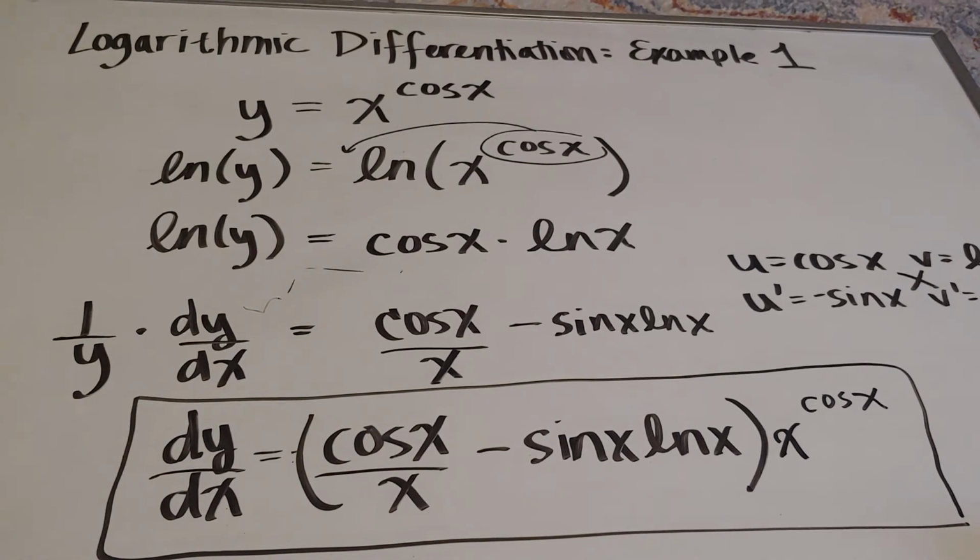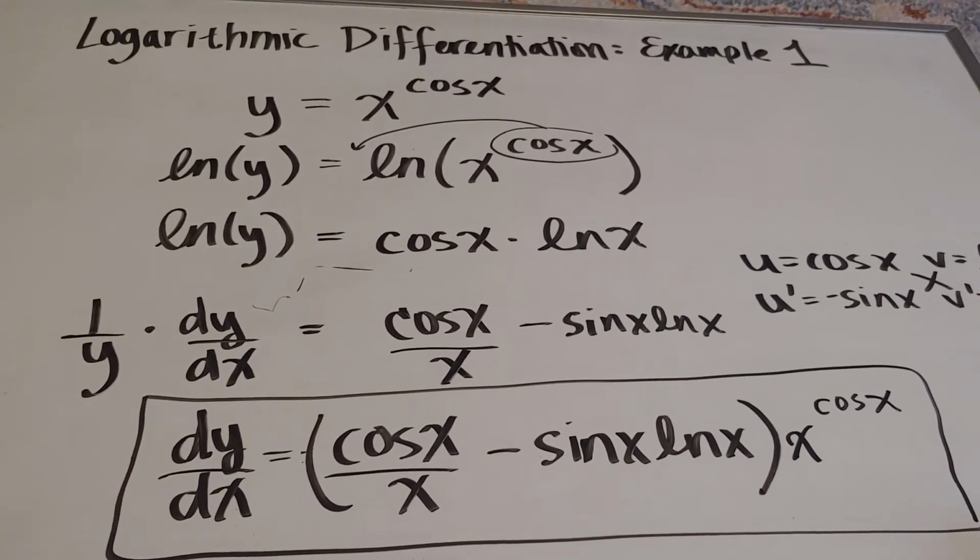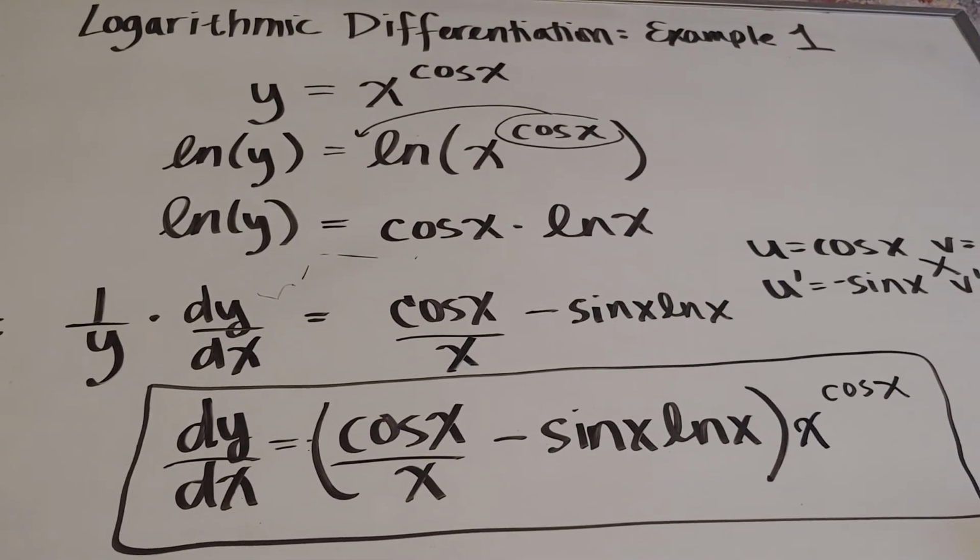So that's how we find the derivative of x to the cosine x. I'm going to have a second example that is a different type of function, so make sure you watch the next video as well.